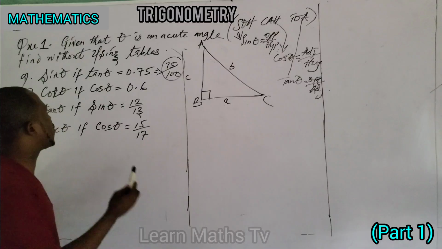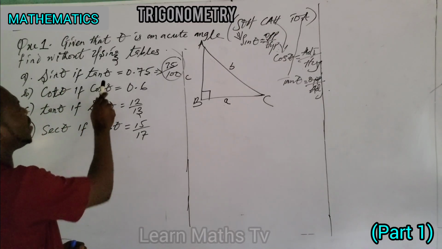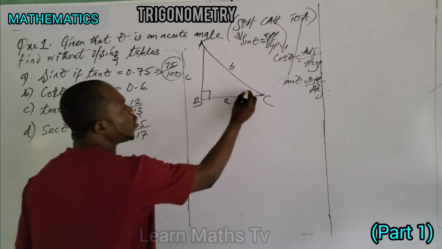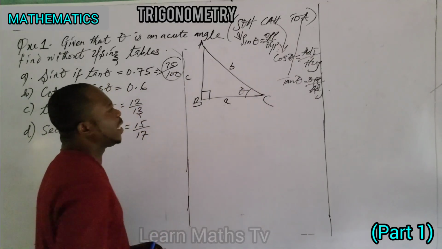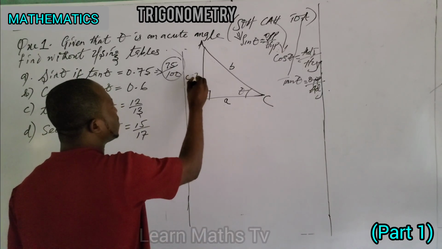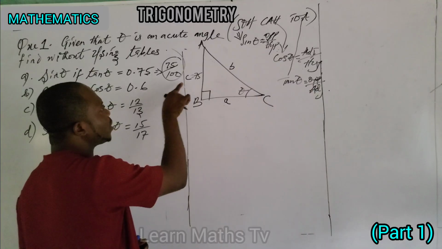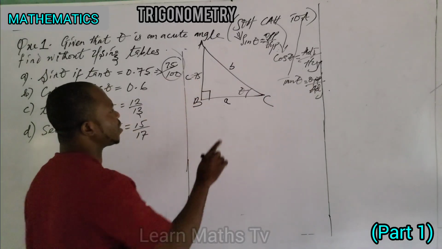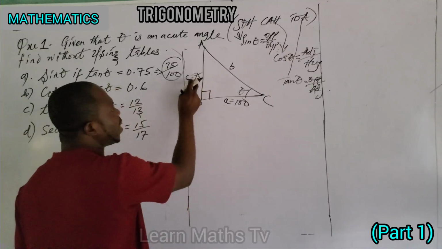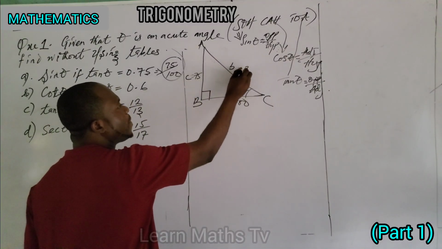Alright, let's go back to the question. We are asked to find sin theta, and we are given tan theta, which is 75/100. If I call here my theta, it simply means that 75 is our opposite and 100 is our adjacent. So we have 75 for C and 100 for A. How are we going to solve for B?